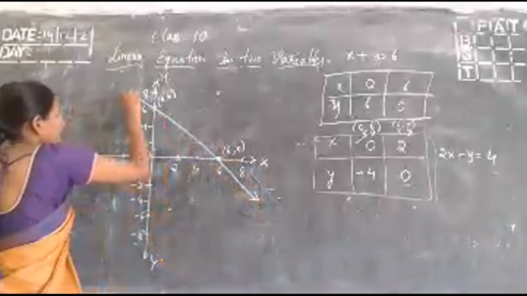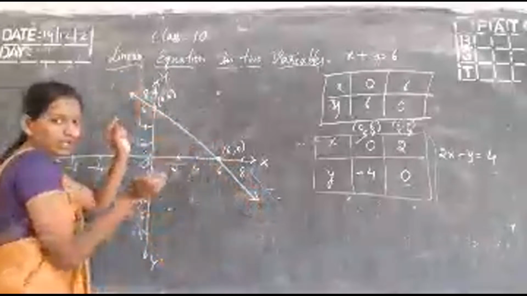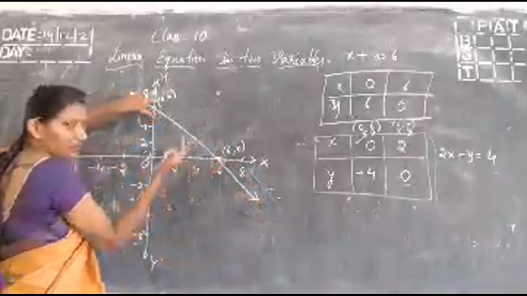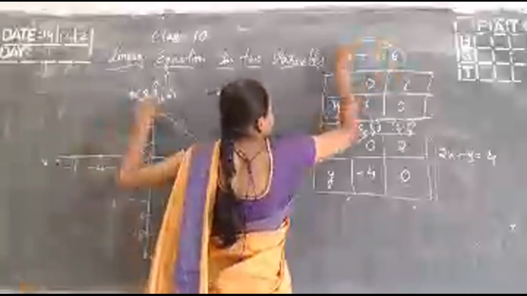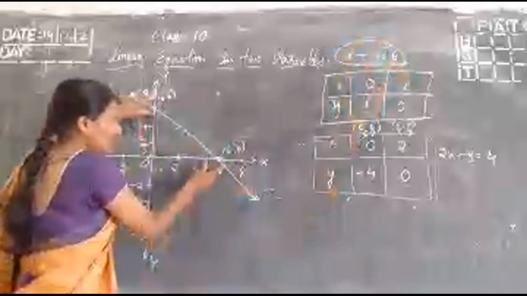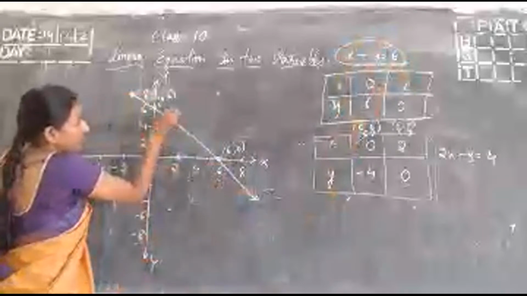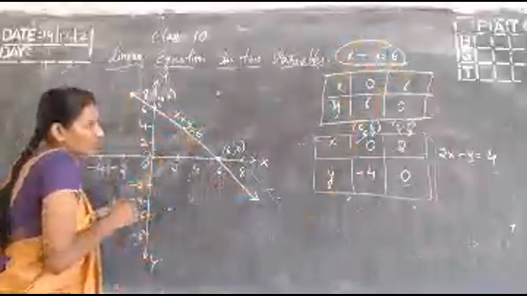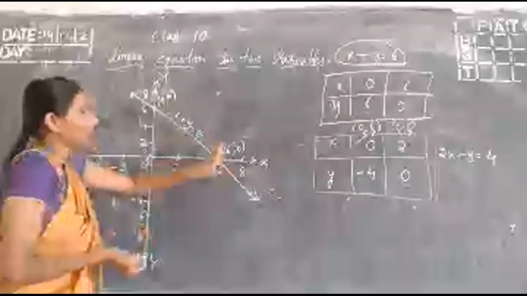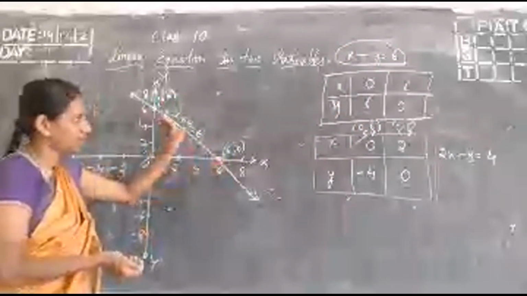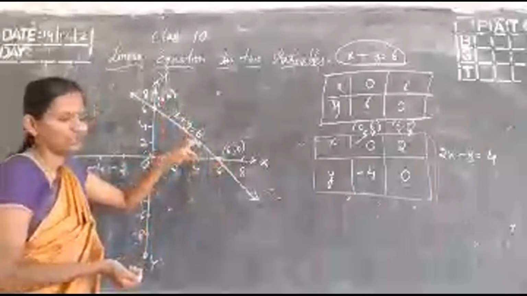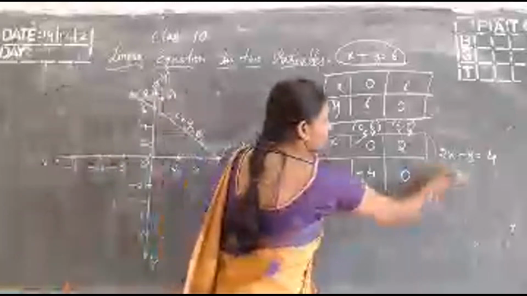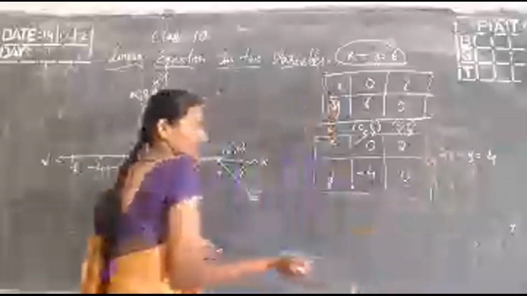This is why I have said all this. These 2 points represent what? This equation. These 2 points represent this equation, x plus y is equal to 6. Clear? Next equation is 2x minus y is equal to 4.